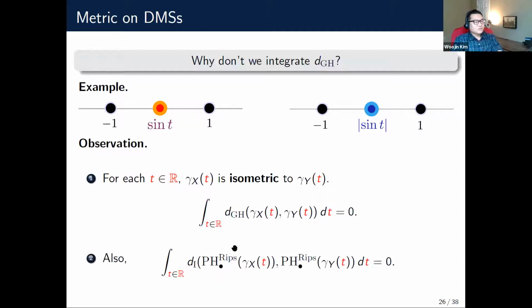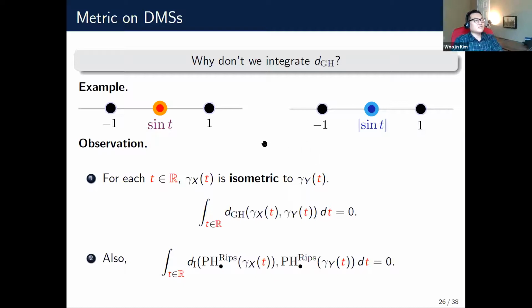Also, if you remember the standard stability theorem about persistent homology, the interleaving distance between the corresponding persistent homologies is going to be 0 for every time. Therefore, integrating this function is also going to be 0. That means that using these integrations as a metric will not discriminate these two dynamic metric spaces.